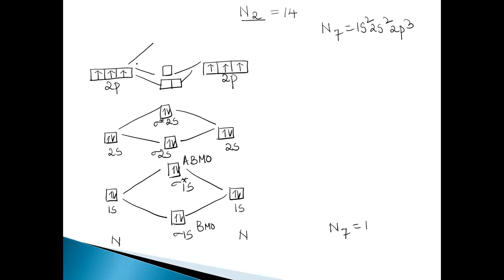So again, this is the same here. So first, this is pi. So pi 2py, pi 2pz. These are degenerate orbitals. This is sigma, sigma 2px. So this is sigma star 2px. This is pi star 2py. This is pi star 2pz.